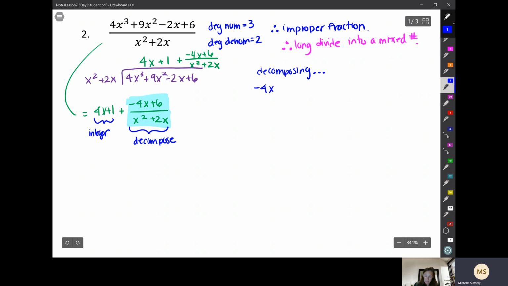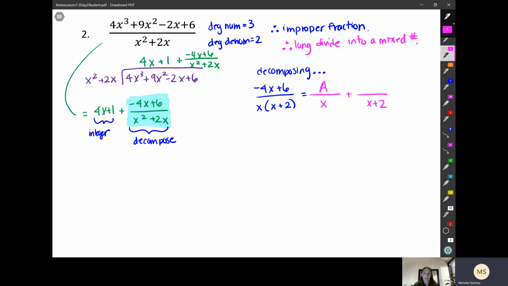So I'm taking negative 4x plus 6 over, let's factor the denominator because that's the first step we have to do, x times the quantity x plus 2. So I have two terms in that denominator, so I'm going to break it up into two fractions. I have something plus something. One denominator is x, the other denominator is x plus 2. The degree of this denominator is 1, x to the first, so my numerator is going to be a x to the 0, or just a. My second denominator degree is also 1, so my numerator is going to be b x to the 0, or simply just b. And we're going to work this problem just like we did number 1.